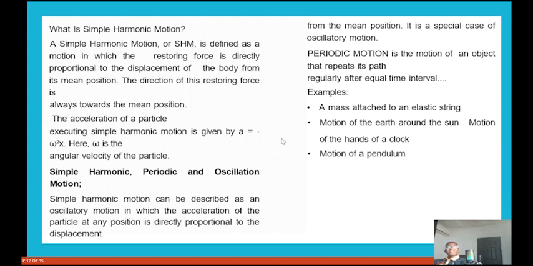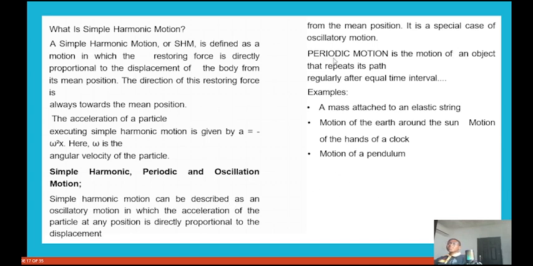So A is given by minus omega square x. Our acceleration is given by minus omega square x. Don't forget what your acceleration is: it's just the time rate of the velocity. So simple harmonic motion can be described as an oscillatory motion in which the acceleration of the particle at any position is directly proportional to the displacement, that is, x from the mean position. That was what I tried to explain. Mean is the starting point, so it's directly proportional to the distance from the mean position.